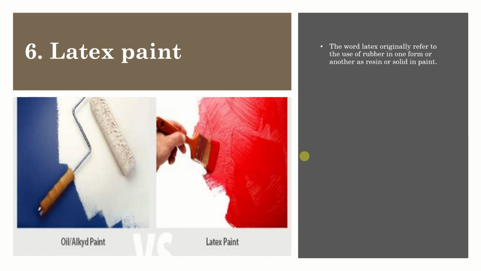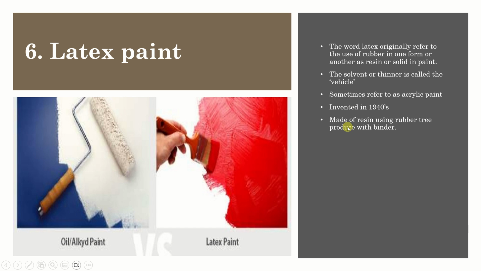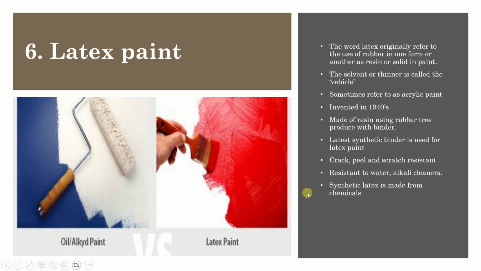Latex paint. If you see the word latex, it originally refers to the use of rubber in the form of a resin or solid in paint. The solvent or thinner is called the vehicle. Sometimes it refers to acrylic paint. It was invented in the 1940s. It is made of resin using rubber tree produced with binder. Latex synthetic binder is used for latex paint. It is crack, peel and scratch resistant. It is also resistant to water and alkali cleaners. Synthetic latex is made from chemicals.